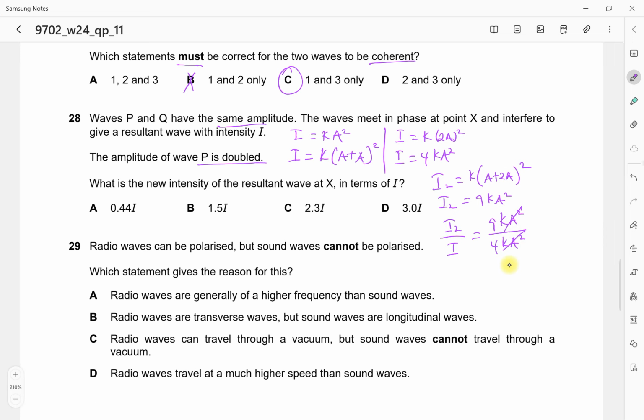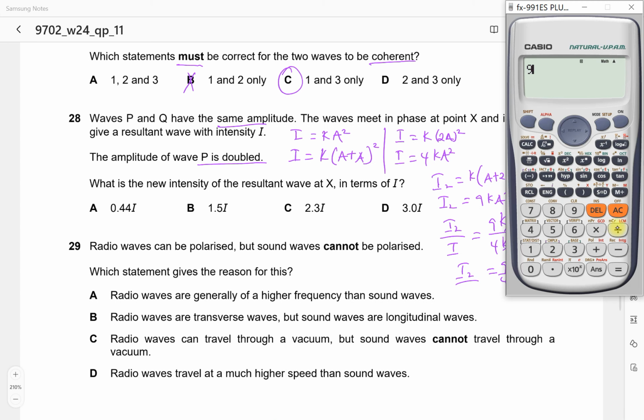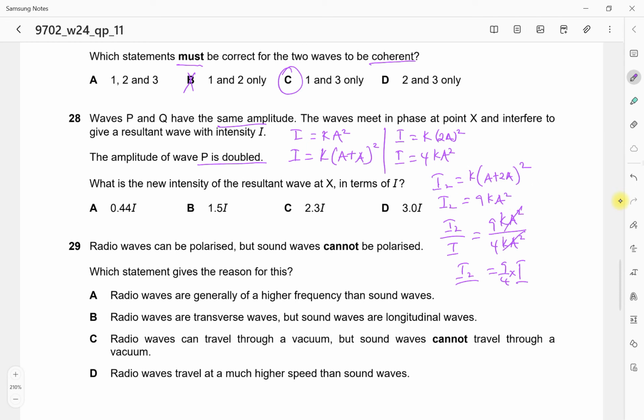So I2 is going to be equal to 9 over 4 times I. So 9 divided by 4, that is 2.25, which is 2.3. So the answer is going to be C.